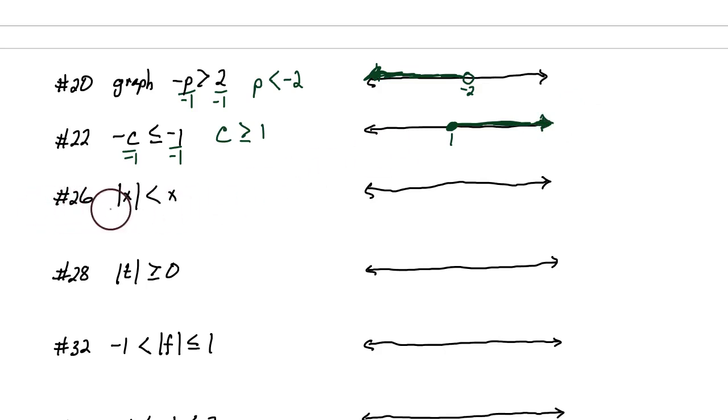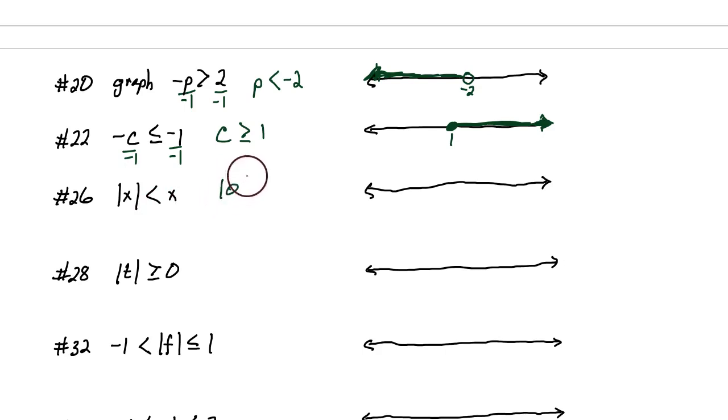Number 26. The absolute value of x is less than x. Do you see that this is an empty set, that there are no solutions? Because there are no numbers that you can take the absolute value of and get an answer that's less than the original number. Think about it.